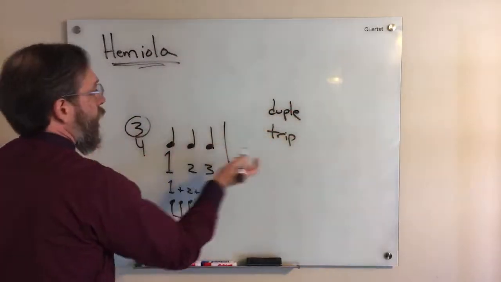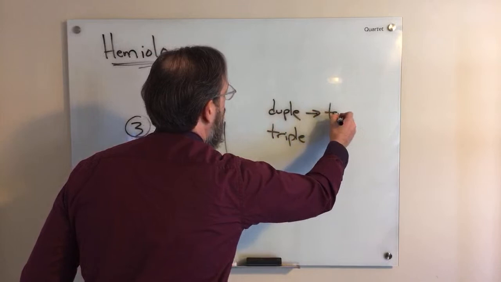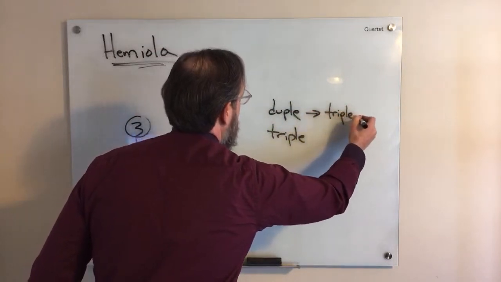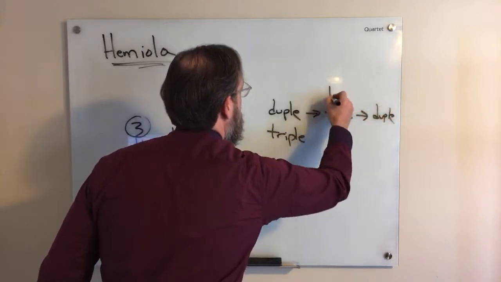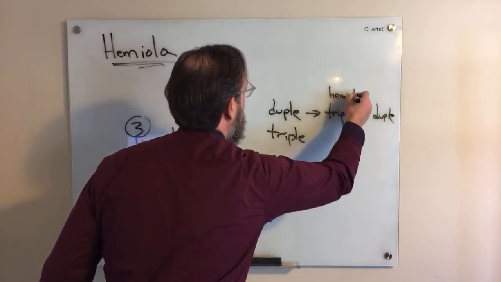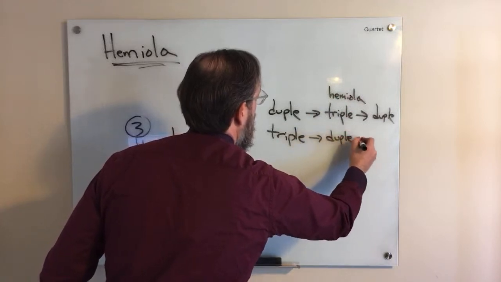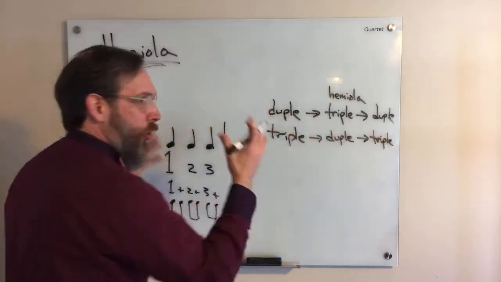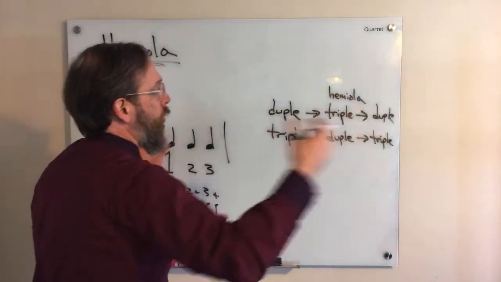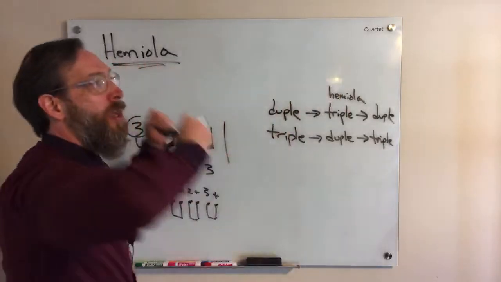So 3/4 would be a triple meter. And then you can either go to the other one and then come back. So the Hemiola is the part where you're going to the other. I'm just writing it out here. So you can go duple meter as your foundation. You go to the triple meter, that's your Hemiola section. Then you go back to duple.